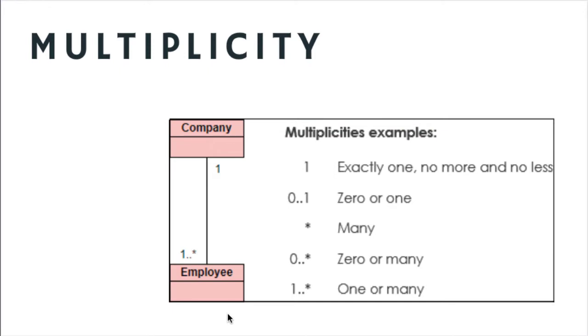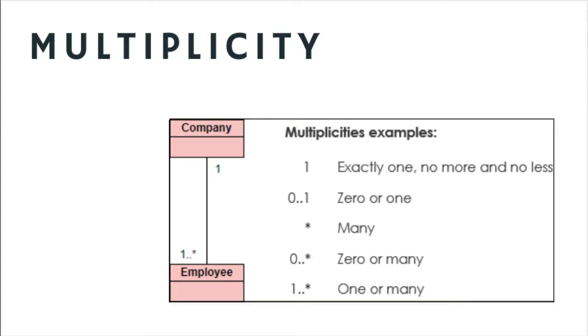An employee is related to exactly one, no more, no less, company. This can also be denoted with a 1..1 rather than just the one. So an employee is associated with one and only one. Looking at these other multiplicities, we have 0 or 1, so that's when something doesn't have to have any, or it can have up to 1. This one is just many. We won't use this one in our diagrams. They can have 0 or many, or 1 or many.